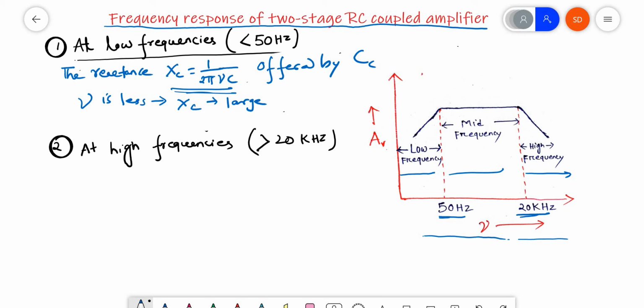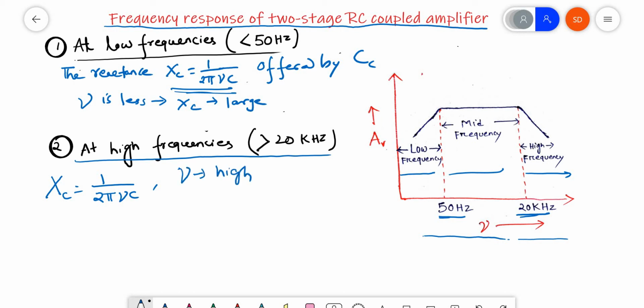Now let's see the case at high frequency, that means greater than 20 kilohertz. In case of high frequency, what will happen? Using the same formula, Xc is equal to 1 by 2 pi nu c. When frequency is high, Xc, that is the reactance offered by Cc, the coupling capacitor, will be less. So it will increase the base current.